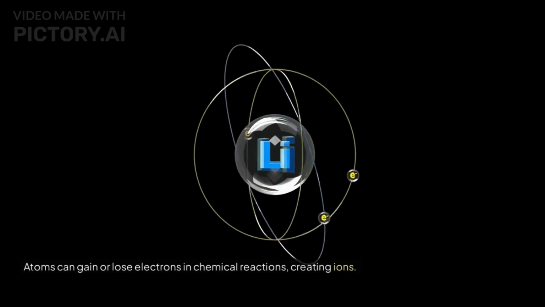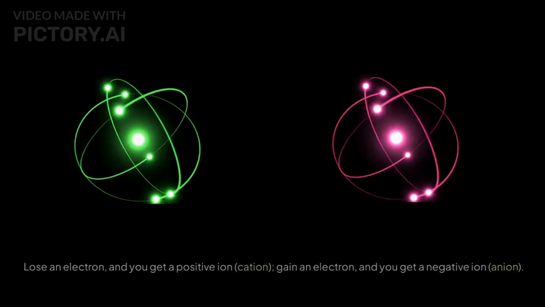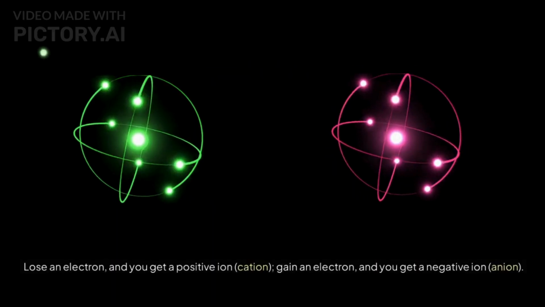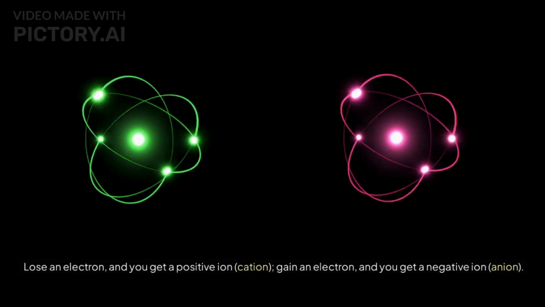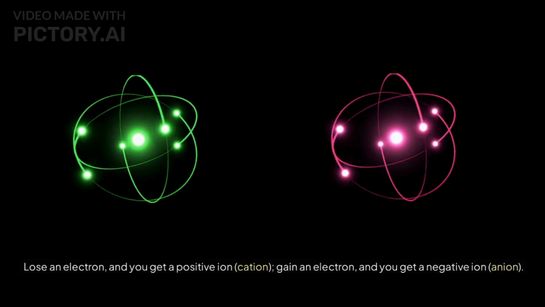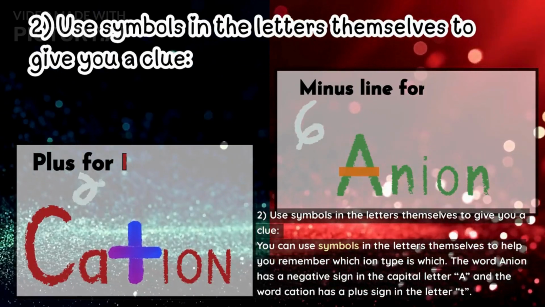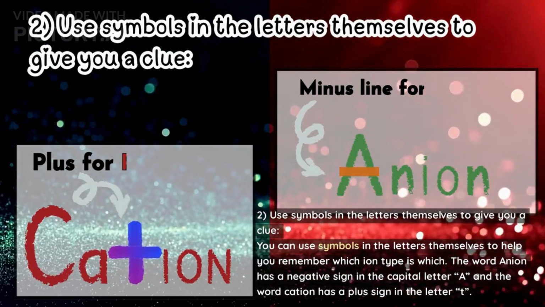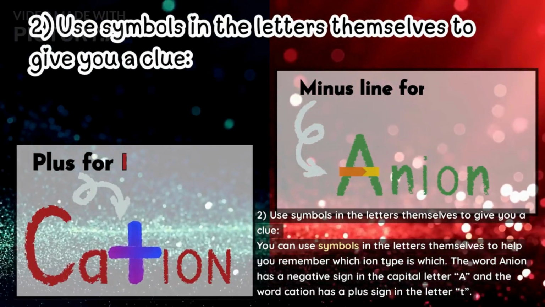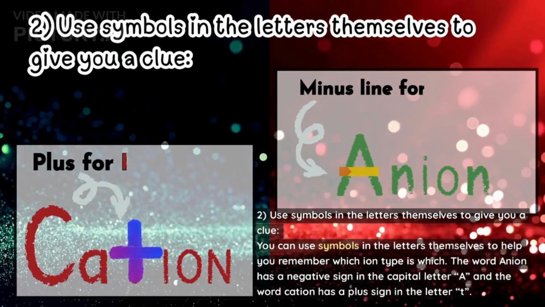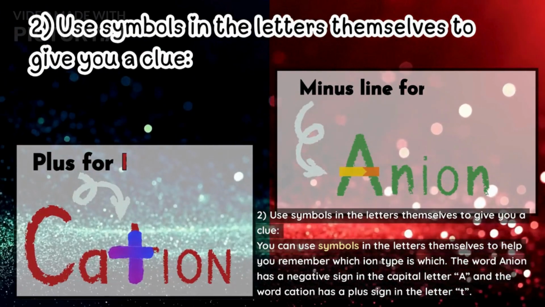Ions. Atoms can gain or lose electrons in chemical reactions, creating ions. Lose an electron and you get a positive ion, or a cation. Gain an electron and you get a negative ion, or an anion. You can use symbols in the letters themselves to help you remember which ion type is which. The word anion has a negative sign in the capital letter A, and the word cation has a plus sign in the letter T.